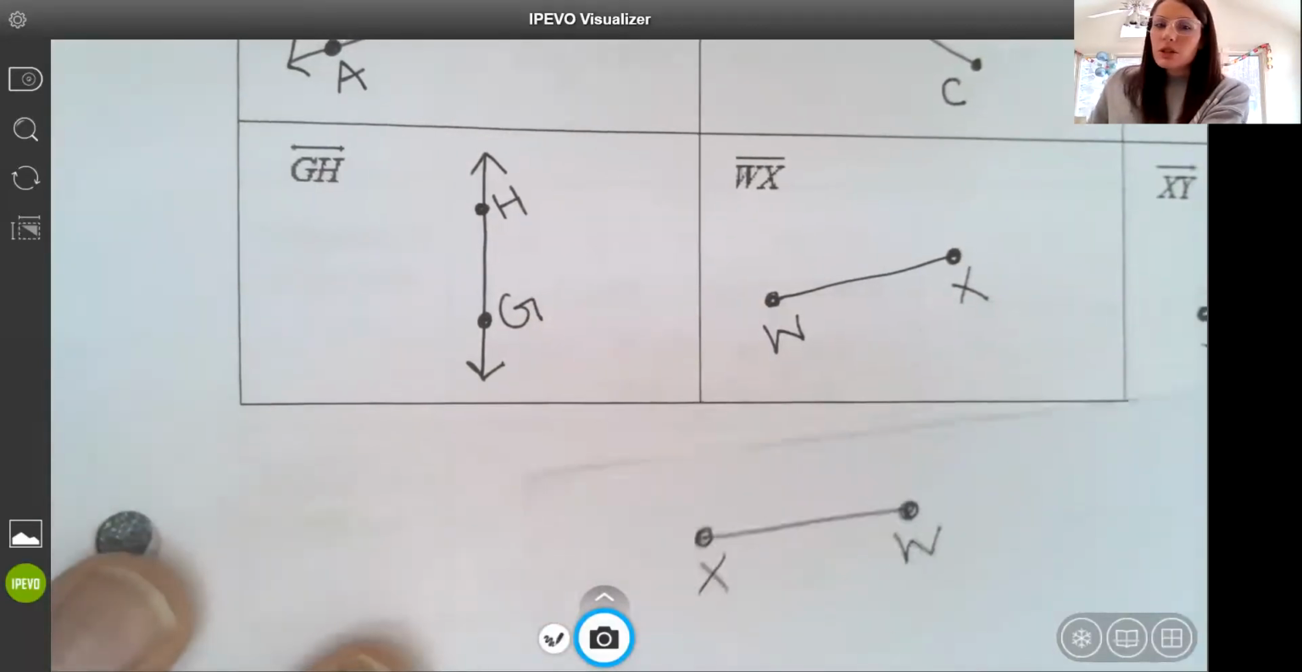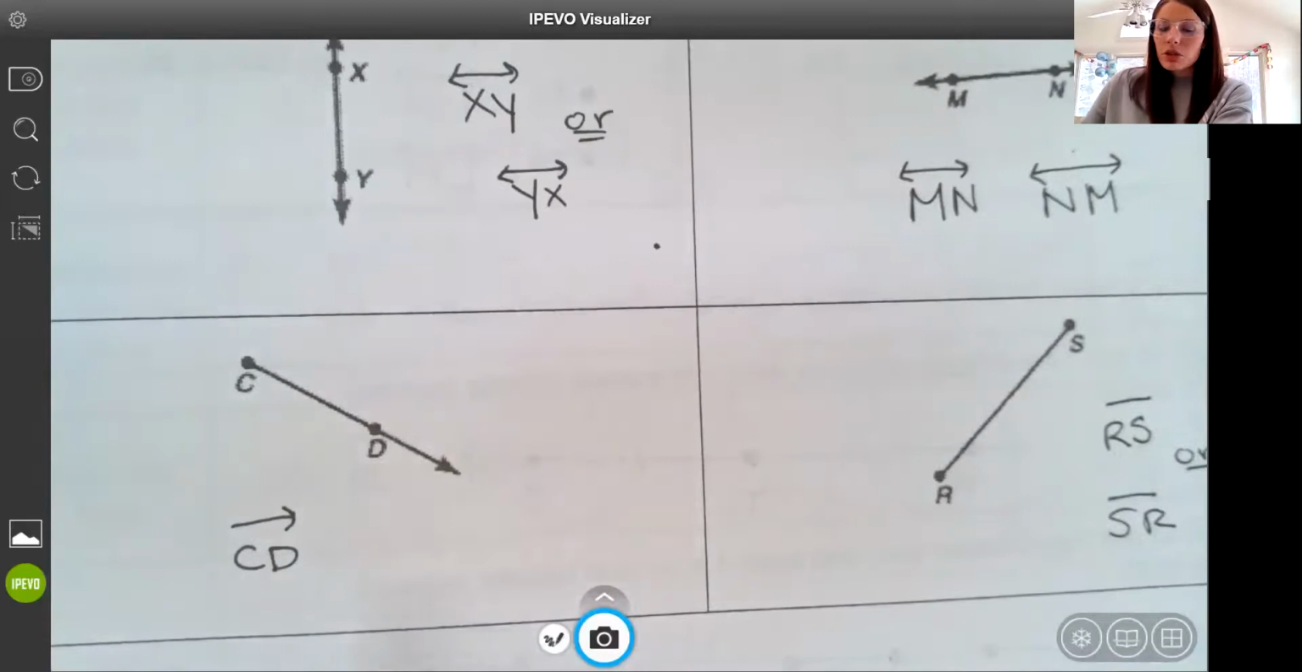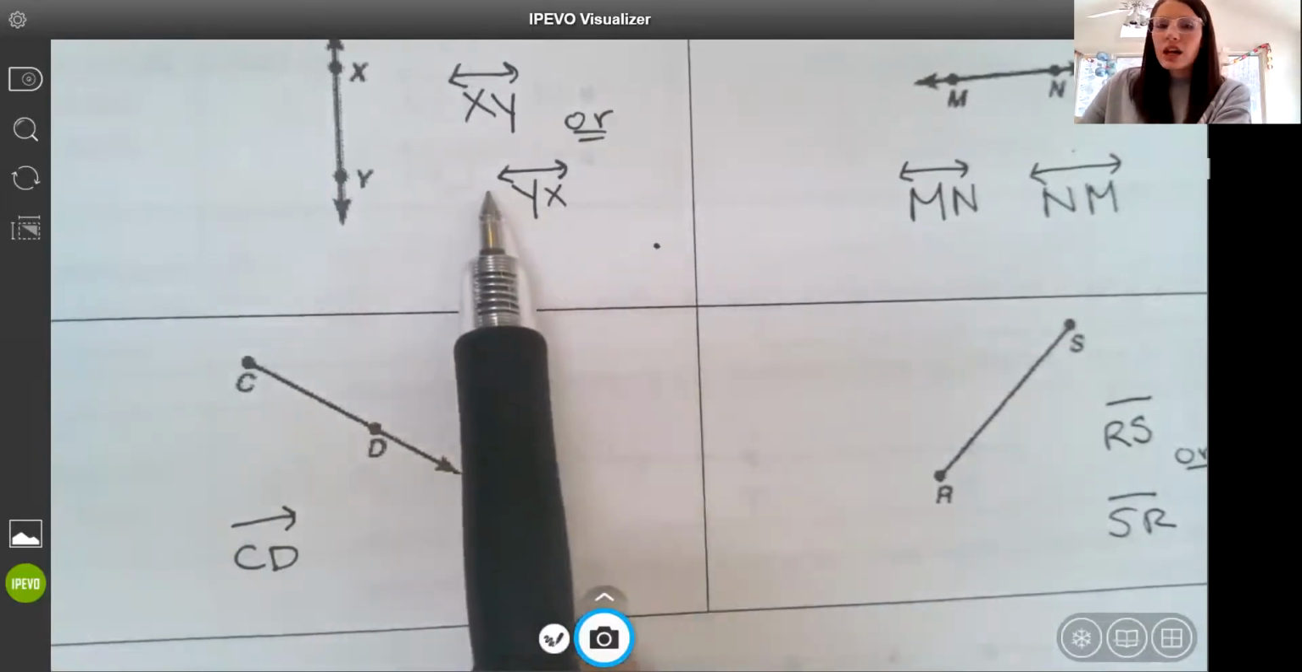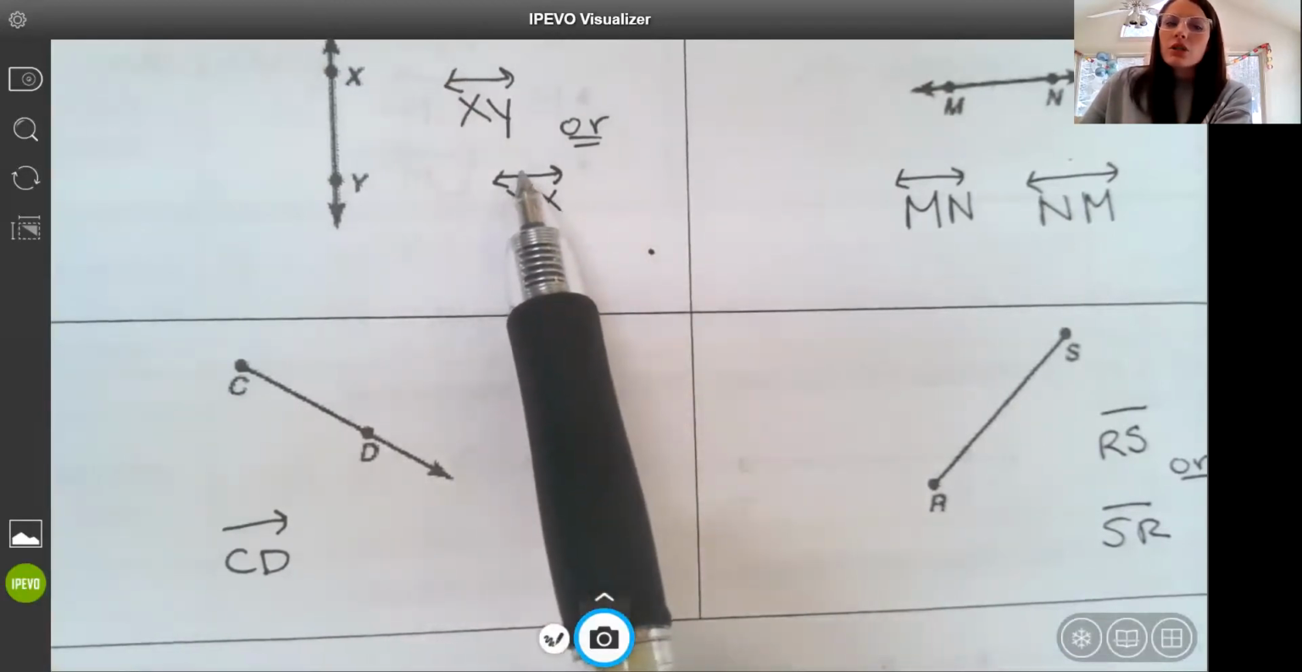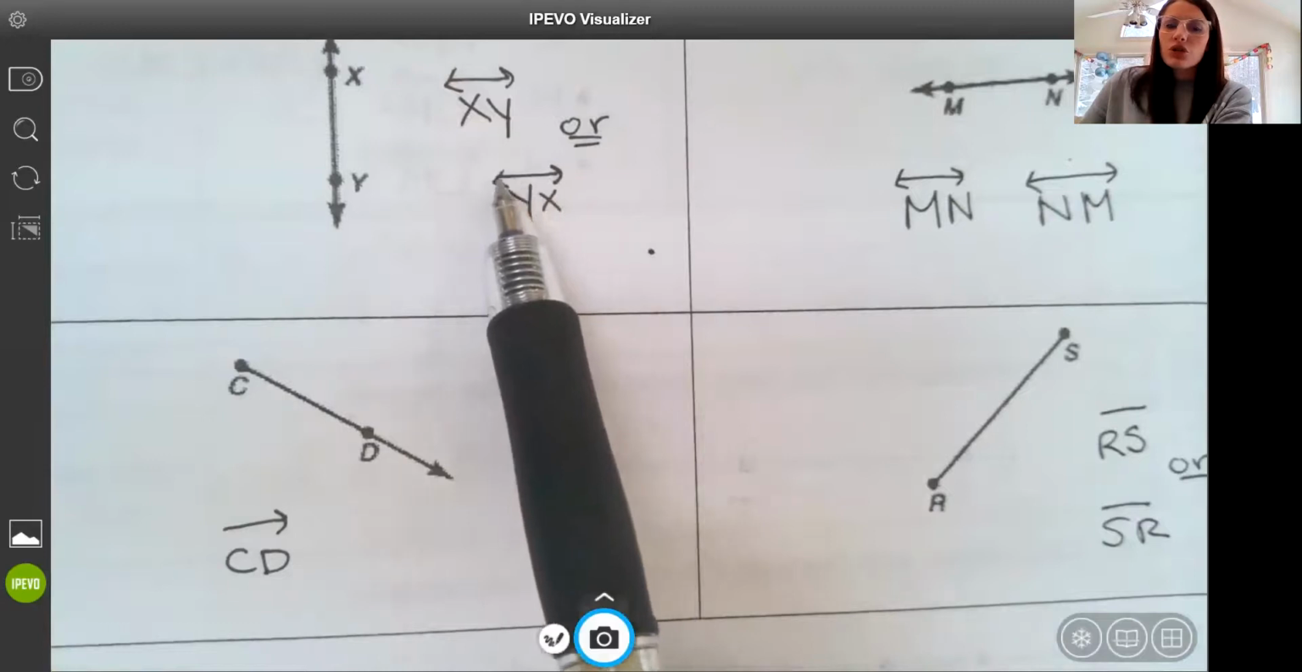When I label it, so let me just move back up for a minute. When I'm labeling, the little notation has no endpoints on it. It's just a notation, a mathematical notation. That's how it looks.